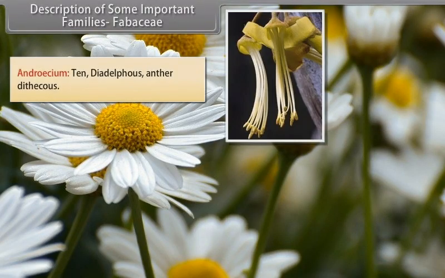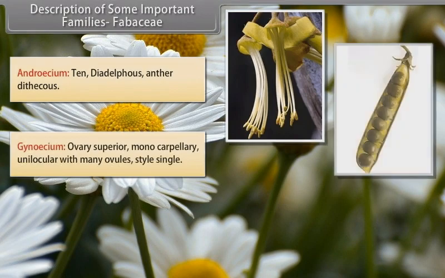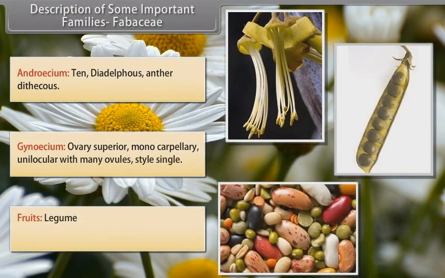Androecium: 10, diadelphous, anther dithecous. Gynoecium: ovary superior, monocarpellary, unilocular with many ovules, style single. Fruit: legume. Seed: one to many, non-endospermic.